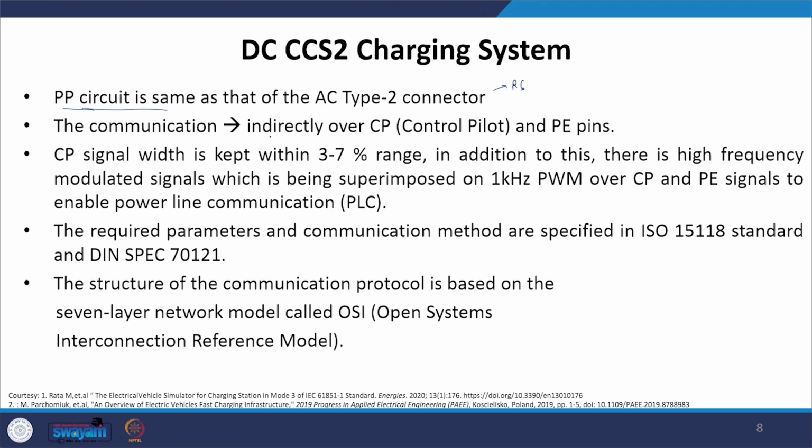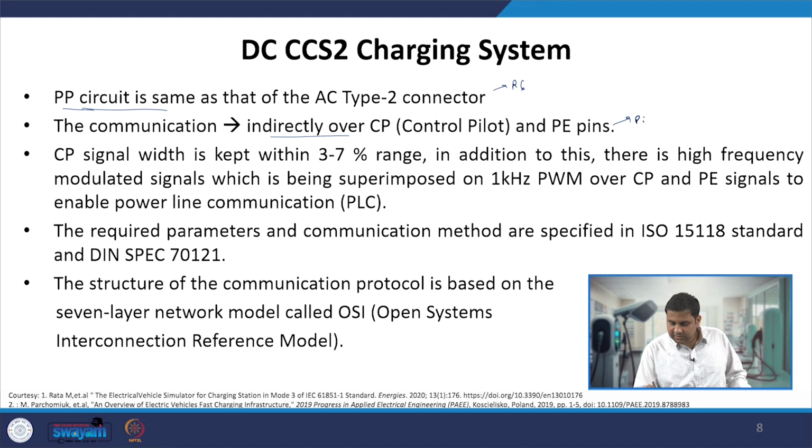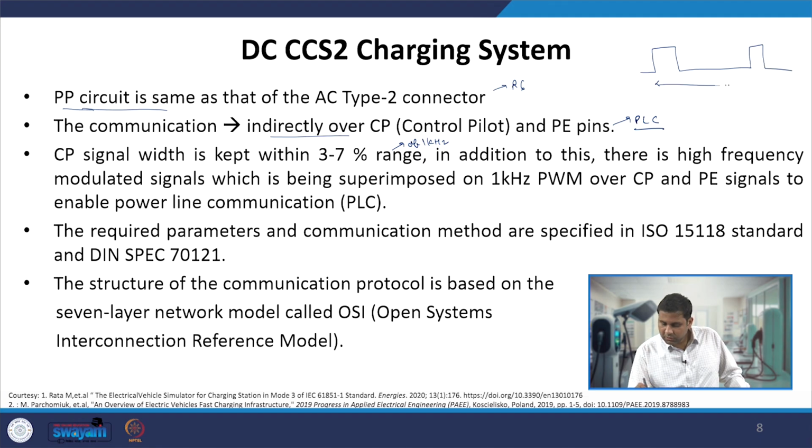So the communication is actually, you can say, indirectly happening over the CP and PE line. It is using PLC based communication, power line based communication, where the CP signal width is kept between 3 to 7% range of 1 kilohertz PWM signal, which looks something like this. So this 1 millisecond time period corresponds to 1 kilohertz, and this T on value will be between 0.03 millisecond to 0.07 millisecond.